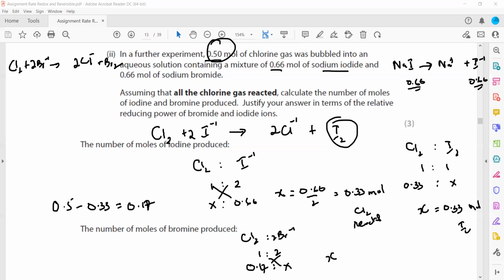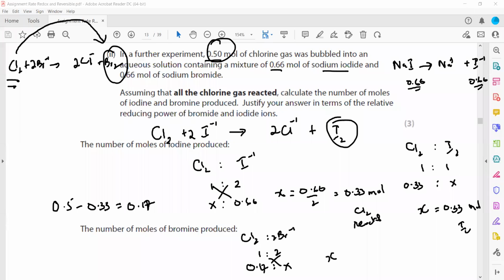In the question we don't need how many bromide ions there are. The main thing we need is how many bromine molecules are produced. So when we take the ratio, what is the limiting reagent here? In the second part, when chlorine is reacting with bromide ion, chlorine is the limiting reagent. Why? Because we are left with only 0.17 moles of chlorine and we have 0.66 moles of bromide ion. So this is the limiting reagent.